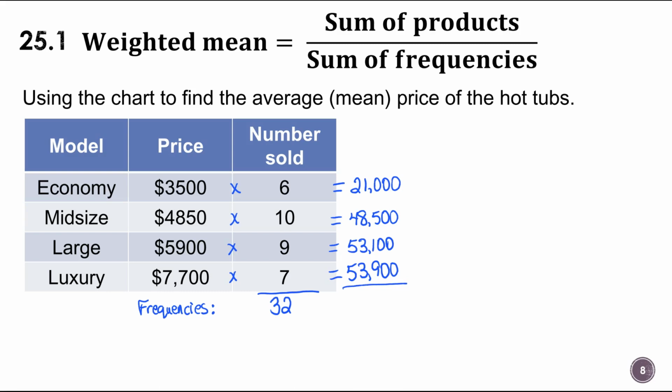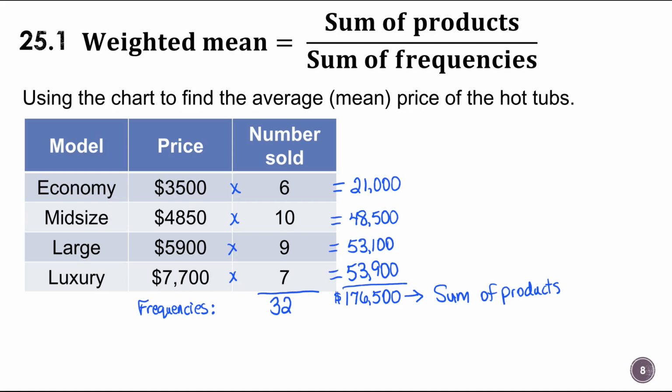Once we have the amount for each category, we total that up to get a total amount. That is going to be the sum of products when we get this number, and it is going to be 176,500, right? Sum of products.